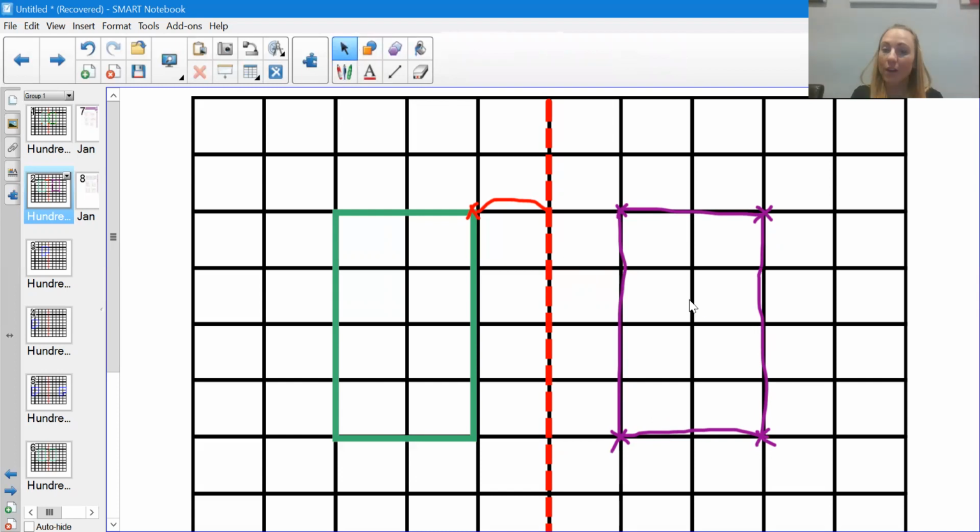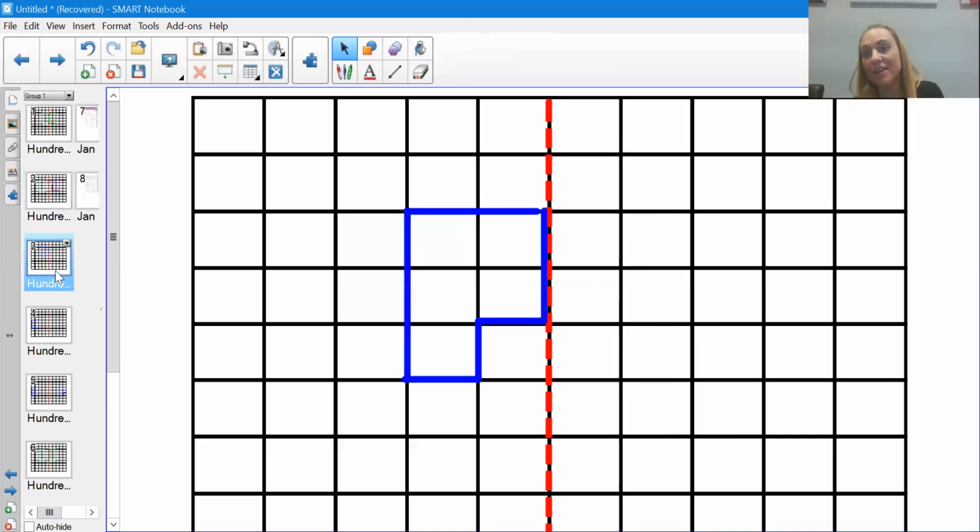So this shape is reflected. I'd like you to pause the video and think about how you know it is reflected. Okay, so some of the things that you should have thought about, how can we prove that it's reflected? It's because it is the same distance away from the mirror line as the original shape, and I have kept the size of the shape the same. I haven't spun it around, so the orientation is the same. I haven't rotated it at all, and I haven't moved it up or down, so I haven't translated it. It's in the same place, just on the other side of the mirror line.